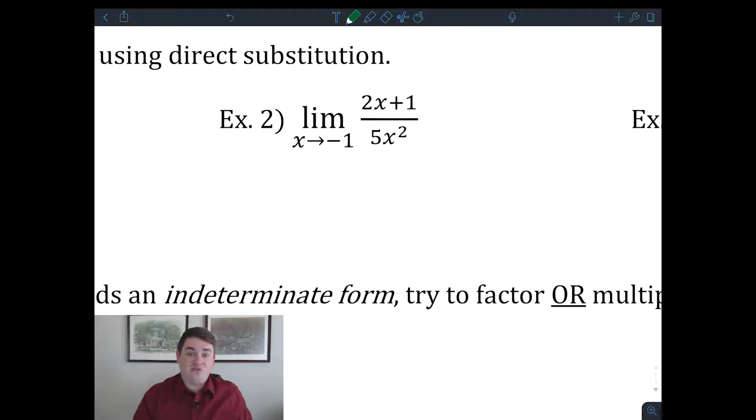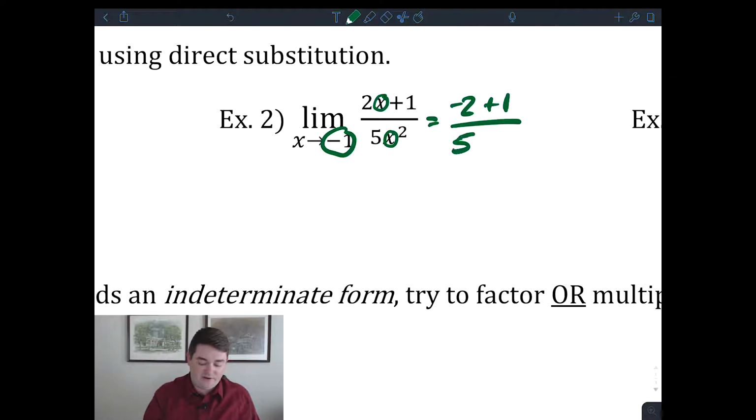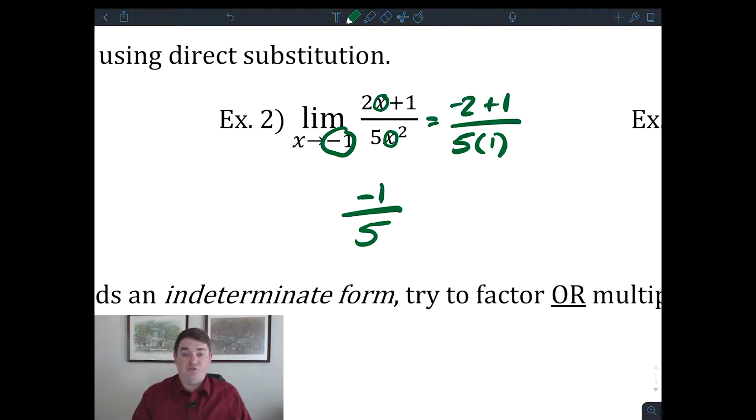Example 2. Find the limit as x approaches -1 of 2x plus 1 over 5x squared. So we're going to take this -1 and we're going to plug it in for x there and there, giving me -2 plus 1 over 5 times -1 squared. -2 plus 1 is -1 over 5. So the limit as x approaches -1 of this function is -1/5.